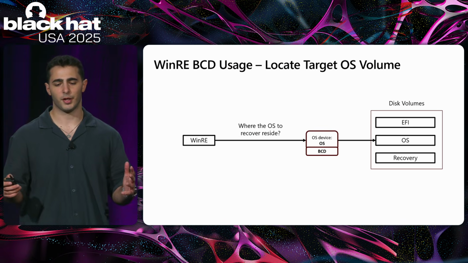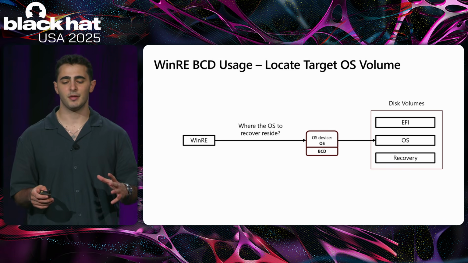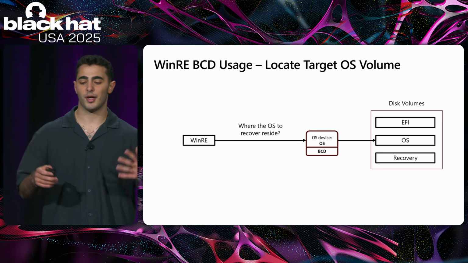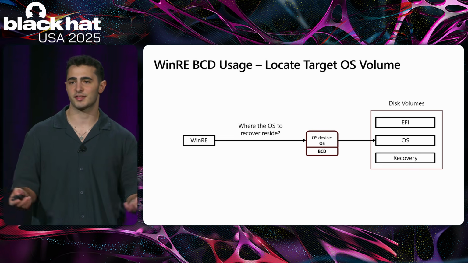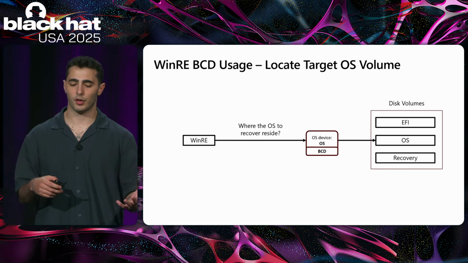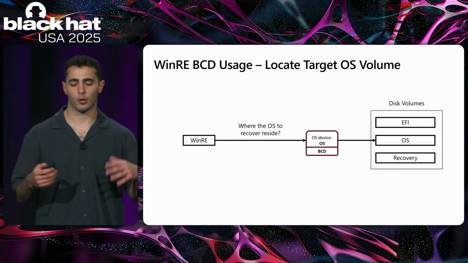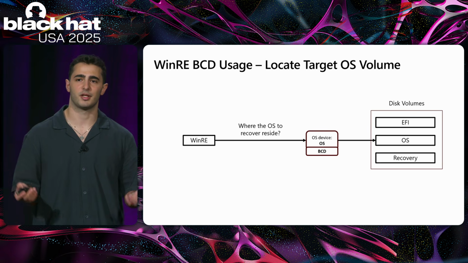Now, in the context of WinRE, the usage of BCD is considerably minimal. WinRE uses BCD mainly to determine the location of the target OS volume on disk, so that WinRE knows which volume to send the recovery operations to, right? Because we have multiple volumes on the disk, and WinRE must know which volume to send the recovery to. So when WinRE starts, it reads the BCD store, queries the target OS volume from the BCD, and then sends the recovery operations to this volume that the BCD specified.